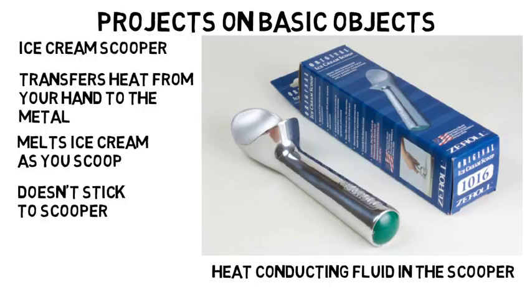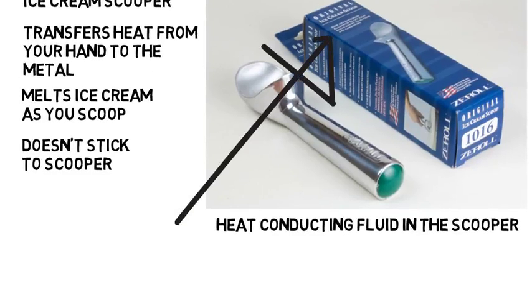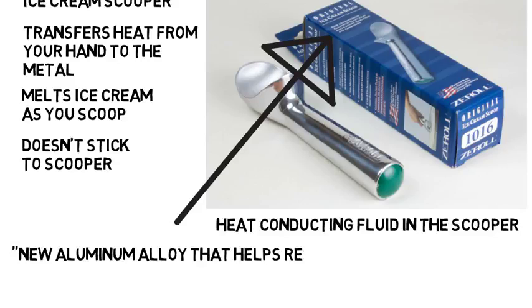metal. Also, you can't read the words on the box in this image, but on it says new aluminum alloy that helps resist corrosion. So hopefully you're seeing how the materials used in nearly everything, down to a simple ice cream scooper, are optimized by the designers, and how corrosion is a huge field as well.